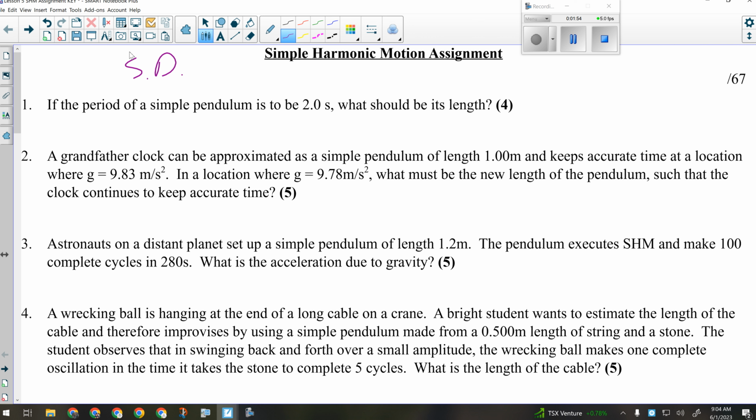All right, so for question number 1, the period of a simple pendulum is to be 2 seconds. What should be its length? We will assume said pendulum is on Earth. That's another important piece of information for that question, because it gives you that one other given that you need. So don't overthink that one.